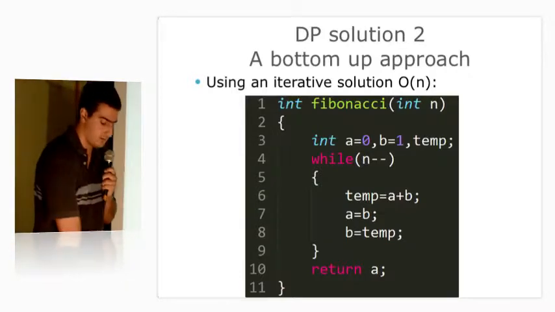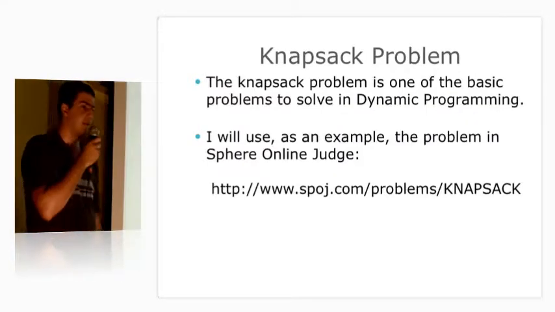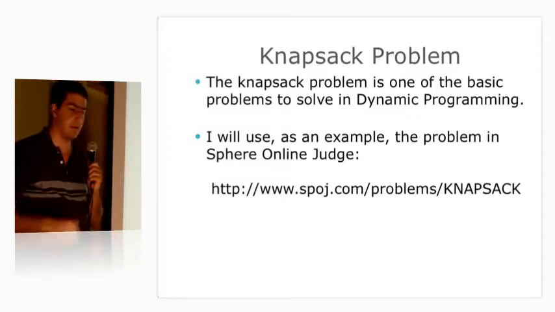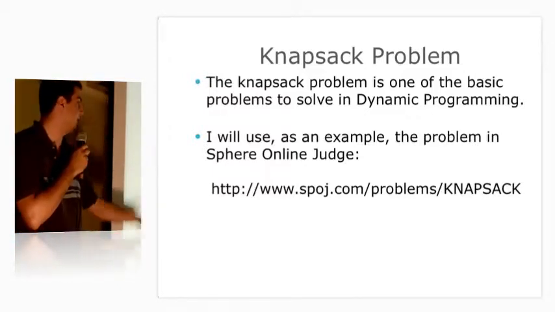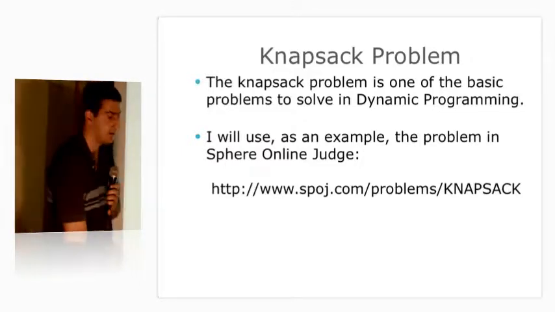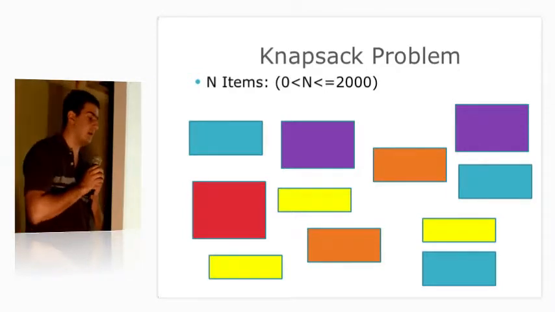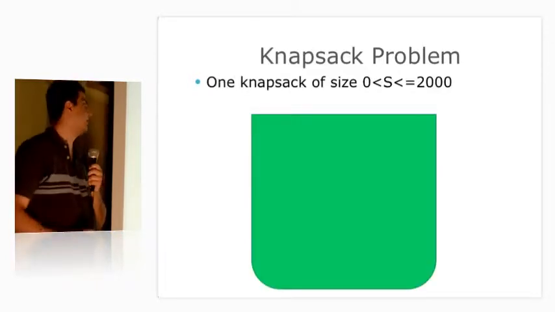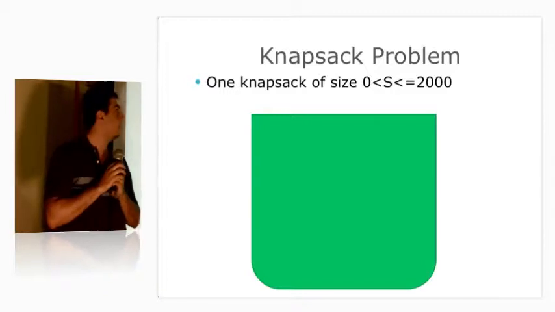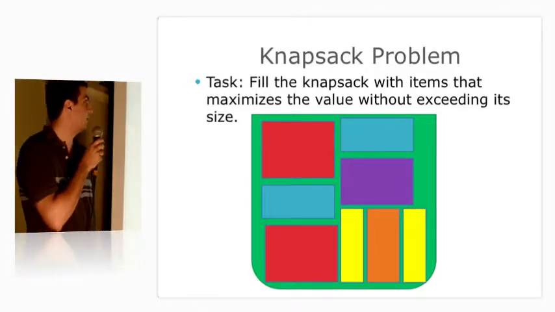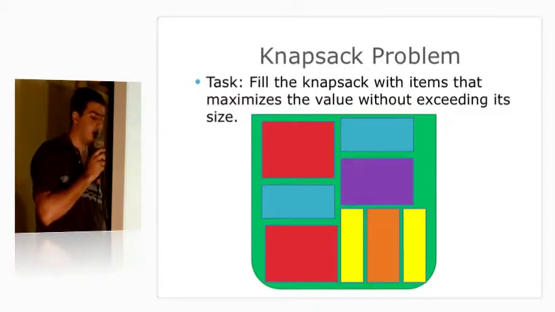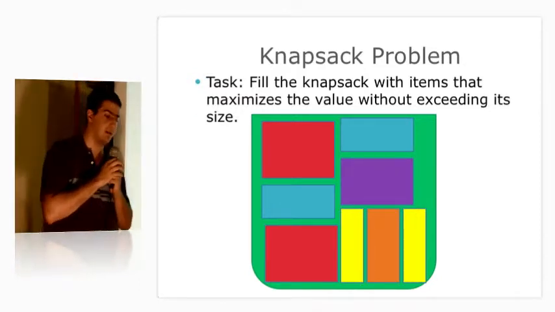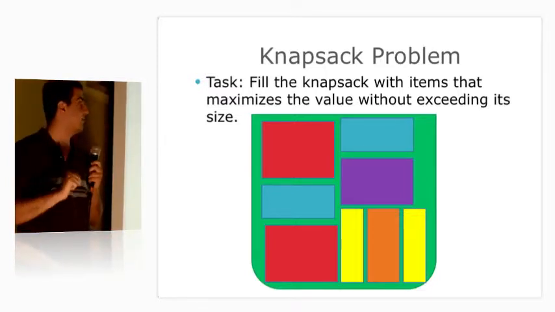Okay, now I'm going to show you the basic problem to solve in dynamic programming, which is the knapsack problem. I will use as an example the knapsack problem posted on Sphere Online Judge. Here's the link. The problem says we have n items, and each item has a size and a value. And we have one knapsack of size S less than 2000. Our task is to fill the knapsack with items that maximize the value without exceeding the size. We need to fill the knapsack with as many items as we can without exceeding the size and by maximizing the value.